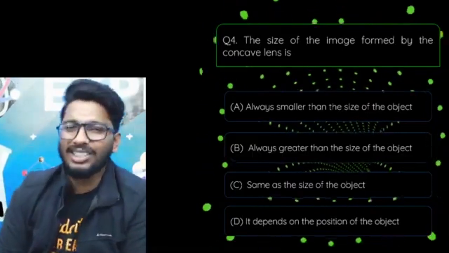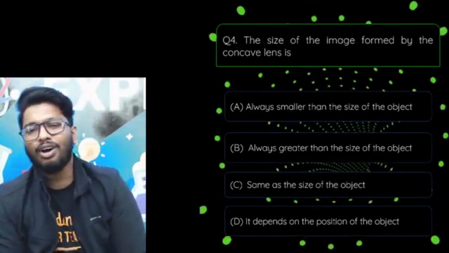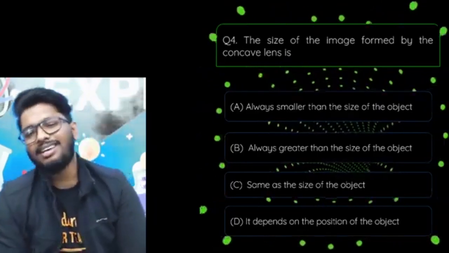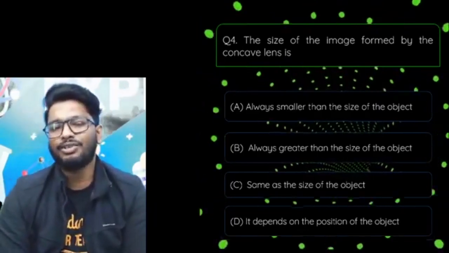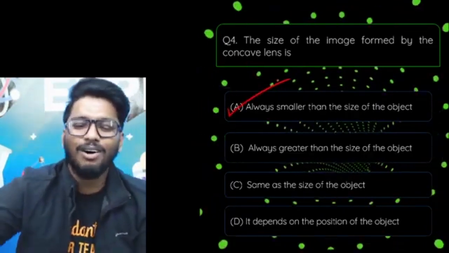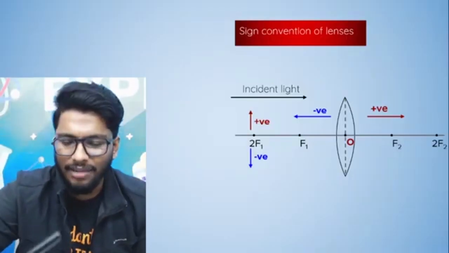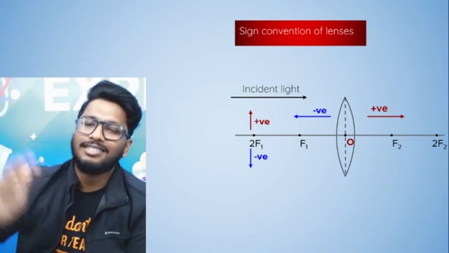So this is your other question, people. The size of the image formed by a concave lens is always smaller than the size of the object, always greater than the size of the object, the same as the size of the object, or it depends on the position of the object. Such an easy question, people. It's always smaller, no doubt. The image in the case of a concave lens is always going to be smaller. All right.